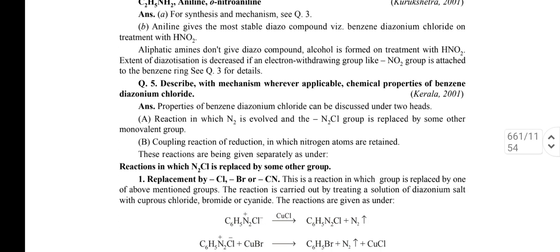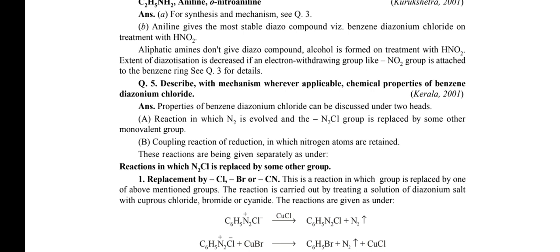Question number 5. Describe with mechanism wherever applicable the chemical properties of benzene diazonium chloride. The properties of benzene diazonium chloride can be discussed under two heads. A. Reactions in which N2 is evolved and the N2Cl group is replaced by other monovalent groups. B. Coupling reactions in which nitrogen atoms are retained. These reactions are given separately as follows, starting with reactions in which N2Cl is replaced by some other group.